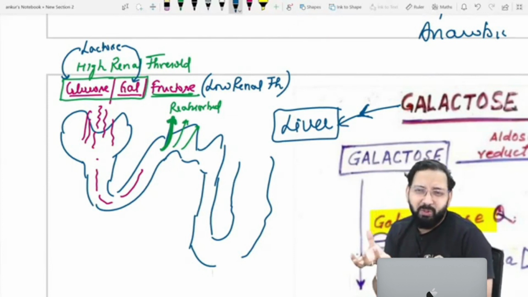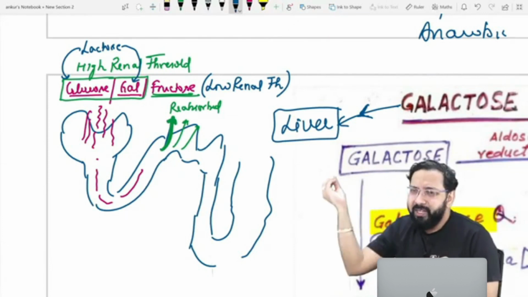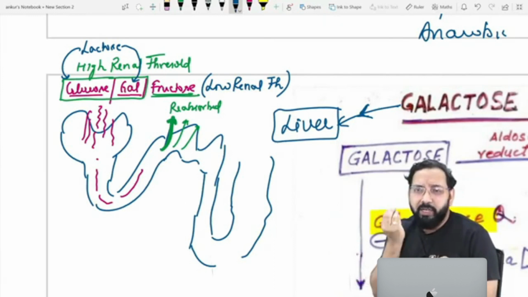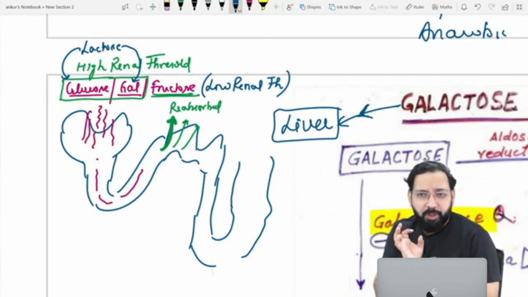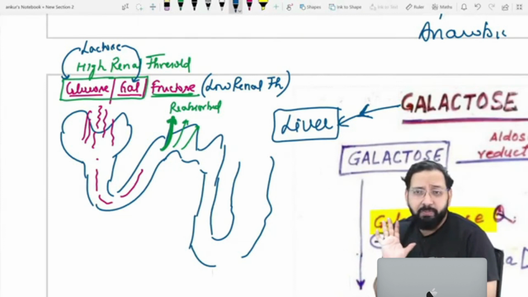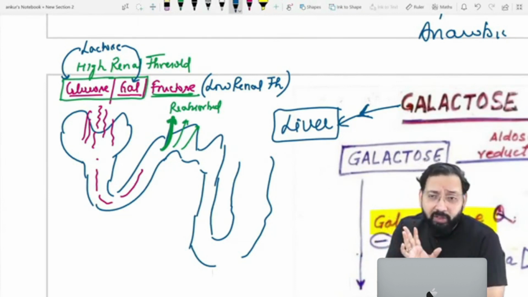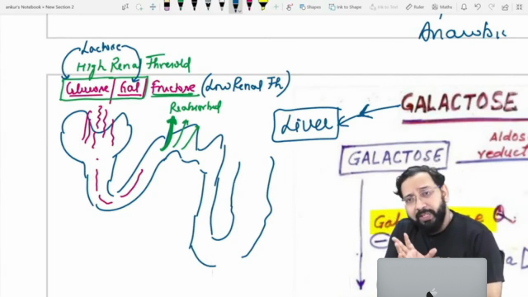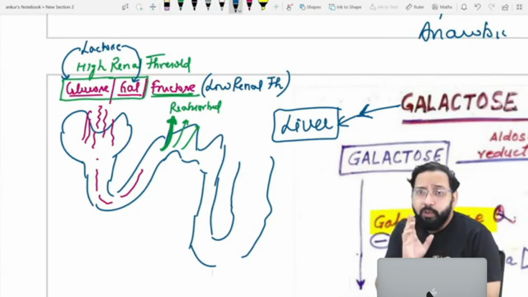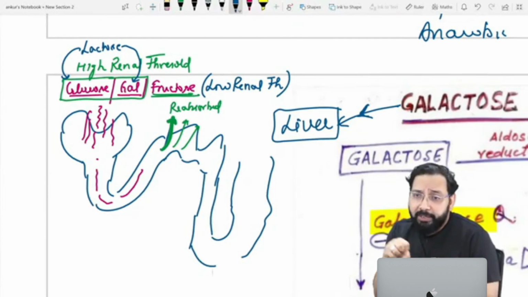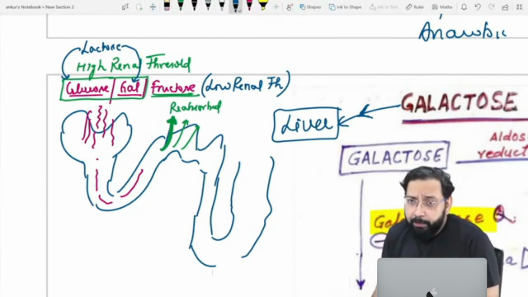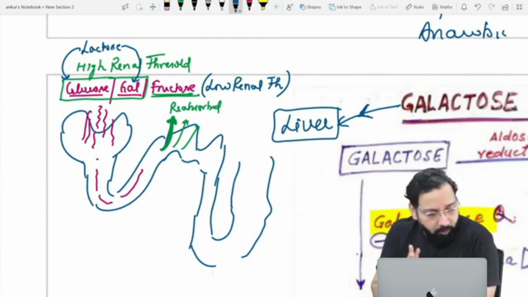But fructose comes late in our life, when we start taking fruit juice. A child, when it is born, utilizes only lactose, and that's why nature kept in mind to reabsorb glucose and galactose completely. Maximum threshold. Got the point?